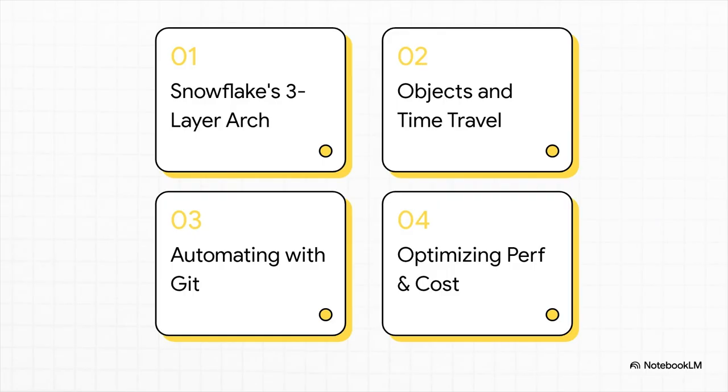So here's our game plan. We'll start at the base of the pyramid with the foundational architecture. Then we'll build on that with some essential safety nets, like time travel. From there, we'll climb higher to modern automation with Git. And finally, we'll reach the peak, mastering cost and performance.